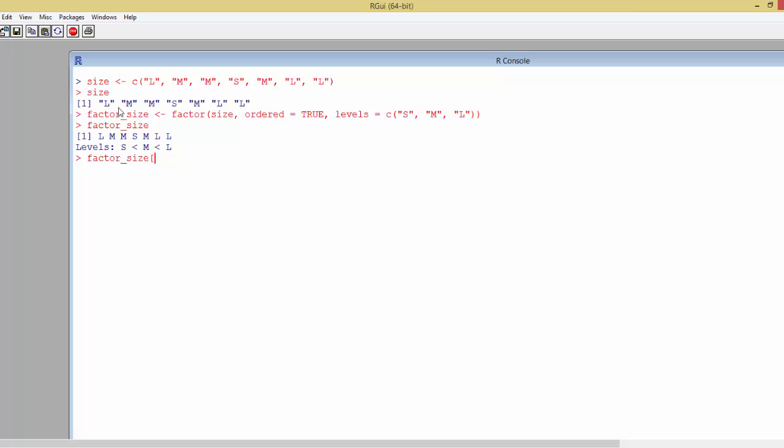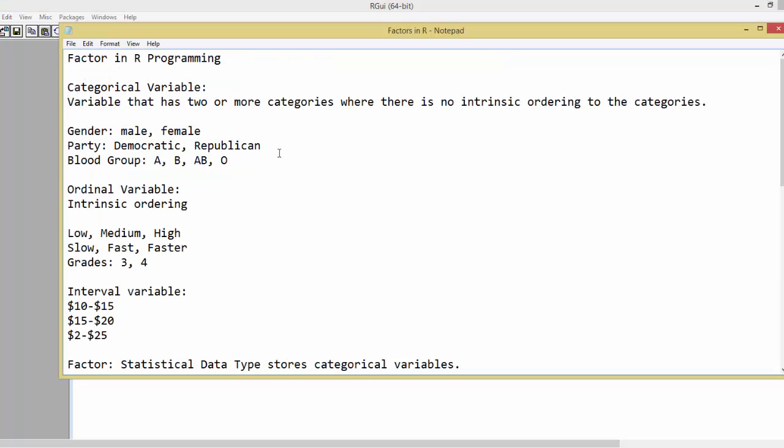So you would say factor_size for this element. Let's say the first element is 1, which is large, is greater than, you're trying to get a true or false statement, factor_size, and then the second element, which is a medium. Whether this is true or not, press enter and you will find out yes, it is true. So L is greater than M as per the ordering of the factor levels that you have done in this particular script there. Excellent.